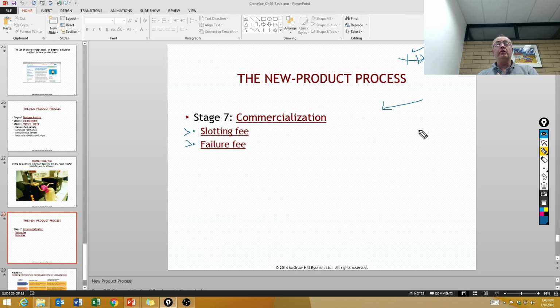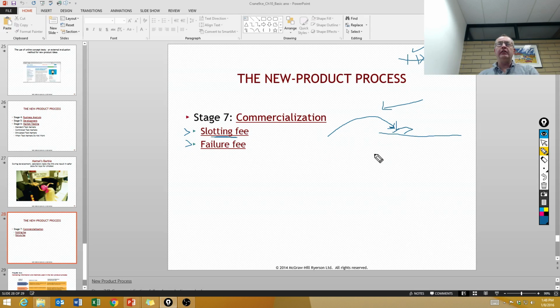And then we have the concept of a slotting fee and failure fee. So as we know, when we go shopping for food products or go into a department store, we know that there's a limited amount of shelf space. And if you want to get your new product on the shelf of a retailer, sometimes you have to rent the space to get your product on the shelf, and so that space rental is called a slotting fee. So manufacturers can pay retailers to put their product on the shelf.